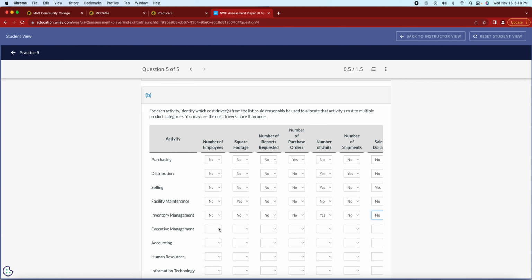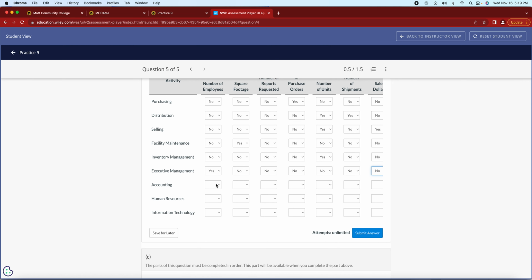Executive management, would that be based upon number of employees? Yes, we're allocating cost in a lot of cases with executive management based upon the number of people. Square footage, no, that would have nothing to do with our exec team. The number of reports requested, no. Purchase orders, no. Number of units sold, no. Shipments, no. Sales dollars, no.